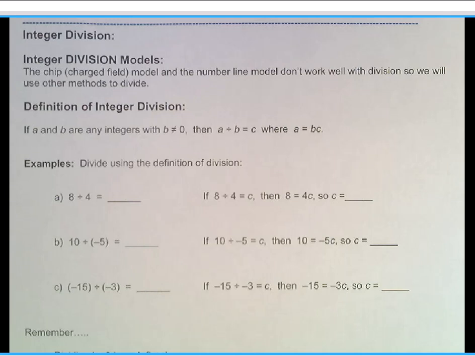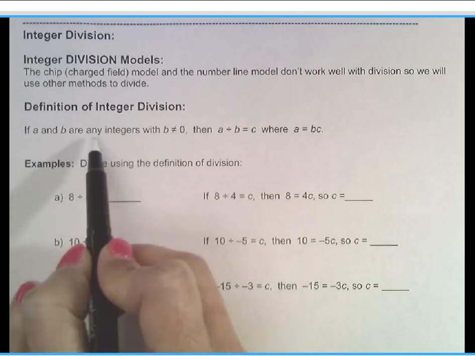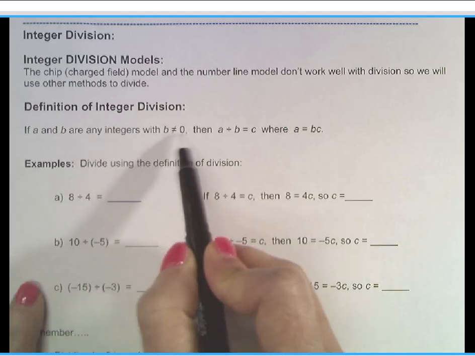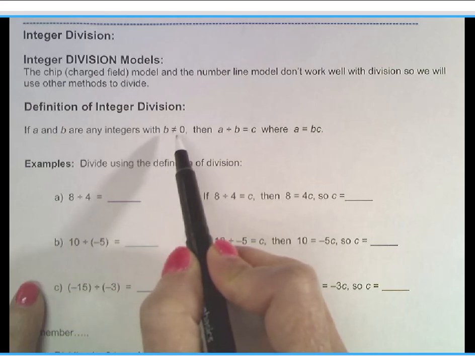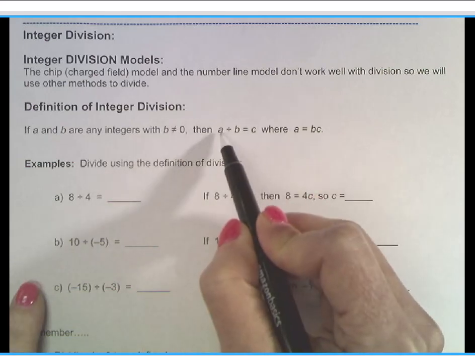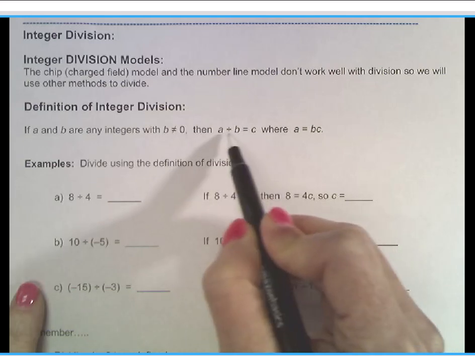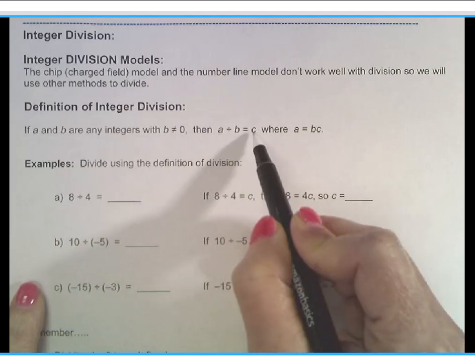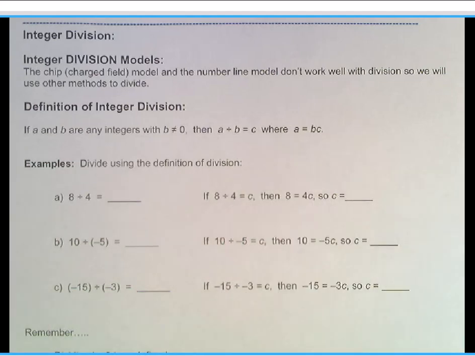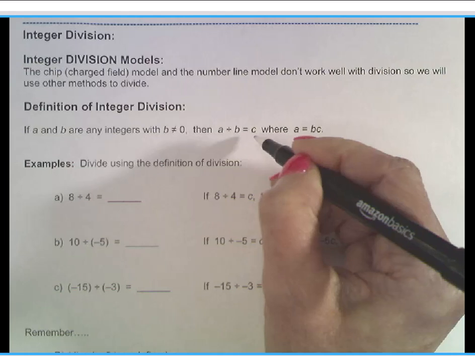What we're going to do instead is look at the official definition of integer division, and work our problems using that method instead. So here's the official definition for integer division. It says if a and b are any integers, make sure that b is not 0 because we can't divide by 0, then a divided by b is equal to c if a is c times b. So you see they're using this backwards definition again.